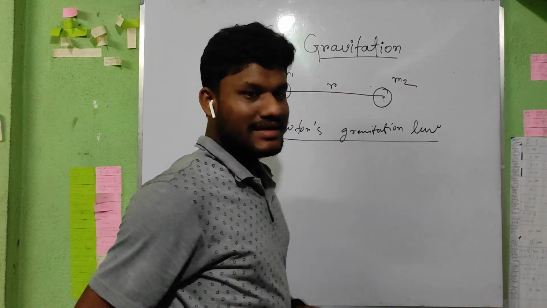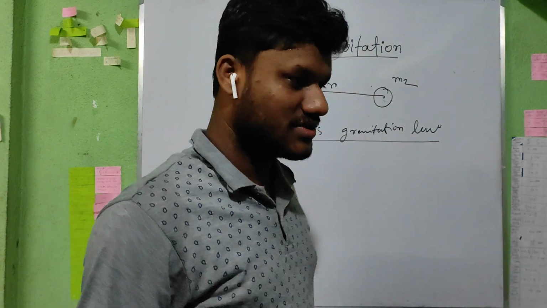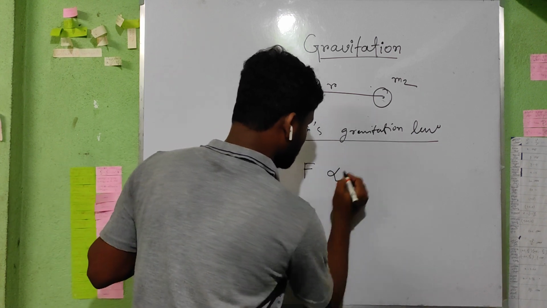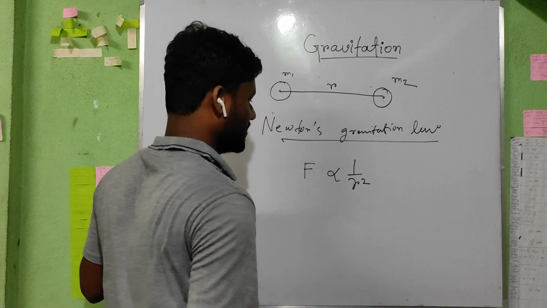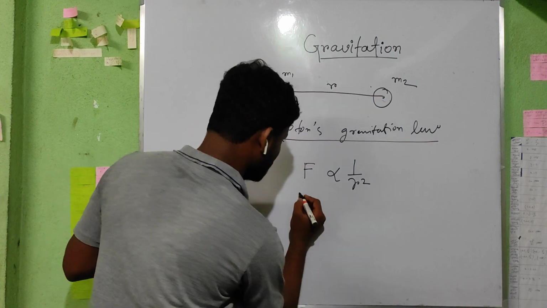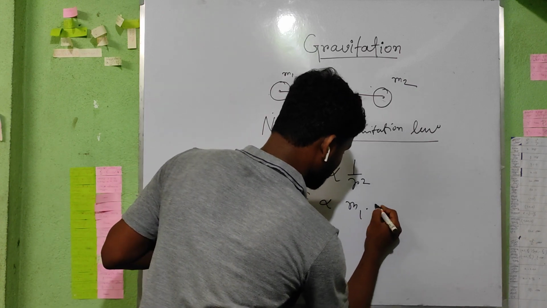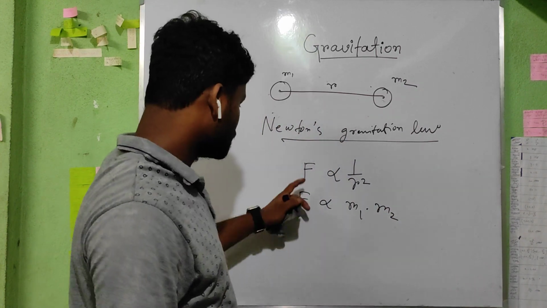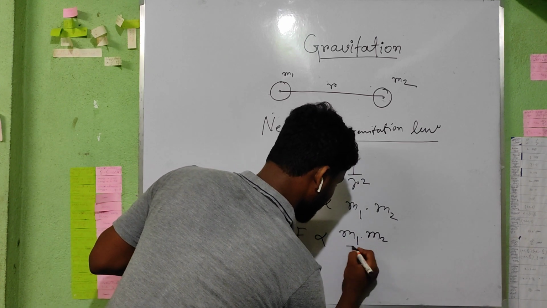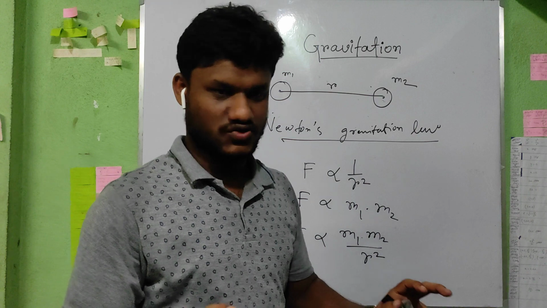After his thought and some deep calculation, he proposed that this force must be proportional to 1 by r square. That's called the inverse square law. He also proposed that it must be proportional to the mass m1 and also the mass m2. So together we can read it like this: m1 m2 by r square. This is the basic assumption he took.